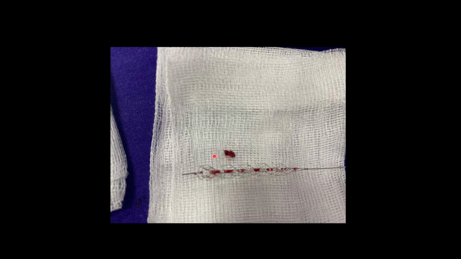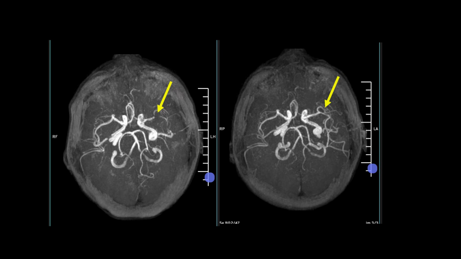This is a clot which we retrieved. It's such a small clot. You can see it's hardly 2 mm, 3 mm, and this was a clot which was aspirated from the patient. This is pre-procedure and post-procedure, only a subtle finding.